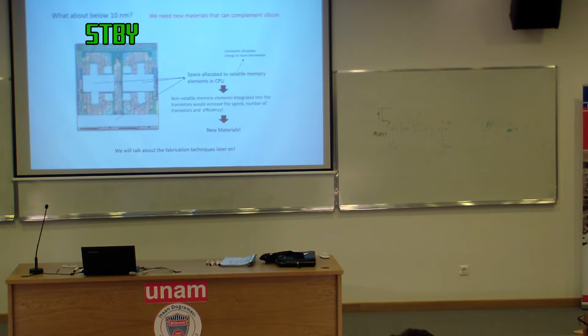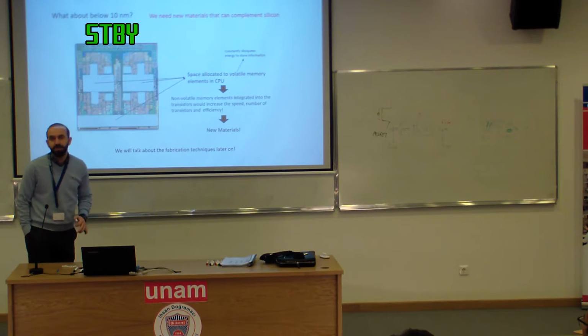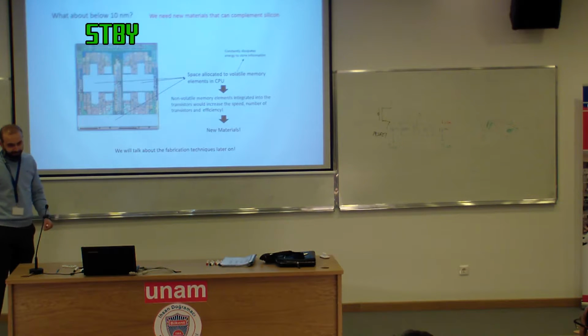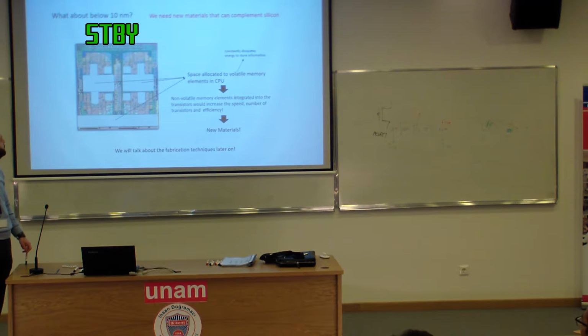So what about below 10 nanometers? What will happen? Well, probably they'll find more clever ways to fabricate things at the 7 nanometer node and so on. But I think what's needed is new materials that can complement silicon. Do you know why silicon is used as the main material in these transistors? What is the historic reason? They're much better semiconductors? It's cheap? Mechanical properties?